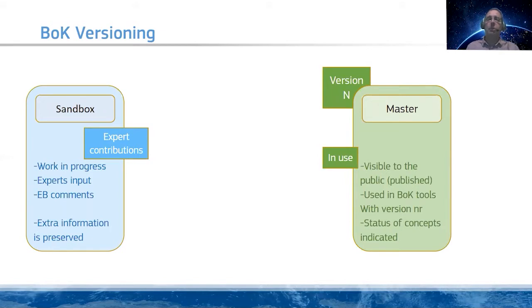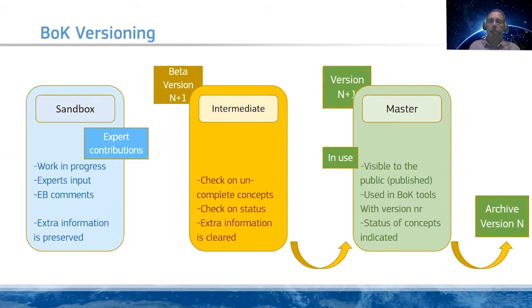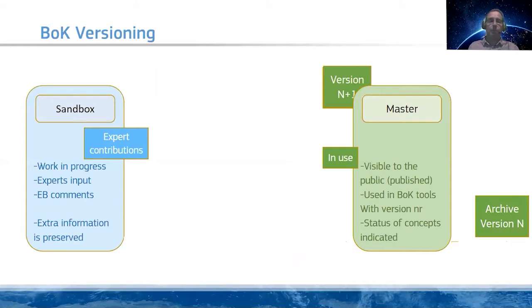And at a certain moment, we will decide that we want to release a new version, and at that moment, we create a copy of the sandbox. This intermediate version is then checked and cleaned up. And after that, this intermediate version is copied to the master. So this becomes version n+1, while the previous master version is archived as version n. And this archive is accessible through the versioning system that is built in the different tools.